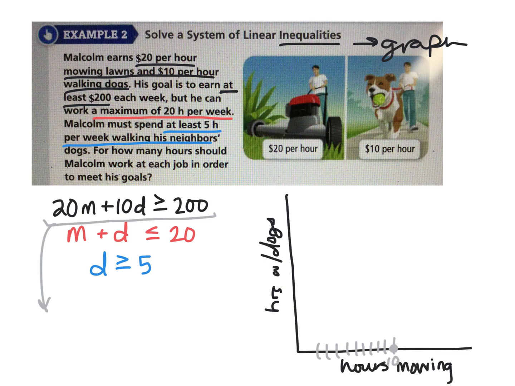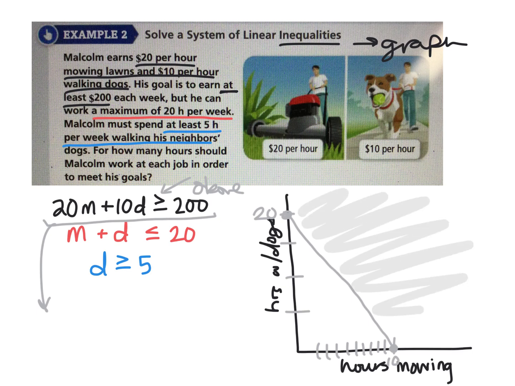If all he did, and I'm going to count by 5s here, if all he did was walk dogs, then he would have to walk 20 dogs. So 5, 10, 15, 20 dogs. So that's going to help me create one of my inequalities. And if you remember from Algebra 1, we're going to have to do shading here. Greater than or equal to means we're going to shade above. So I'm going to use this to shade above.